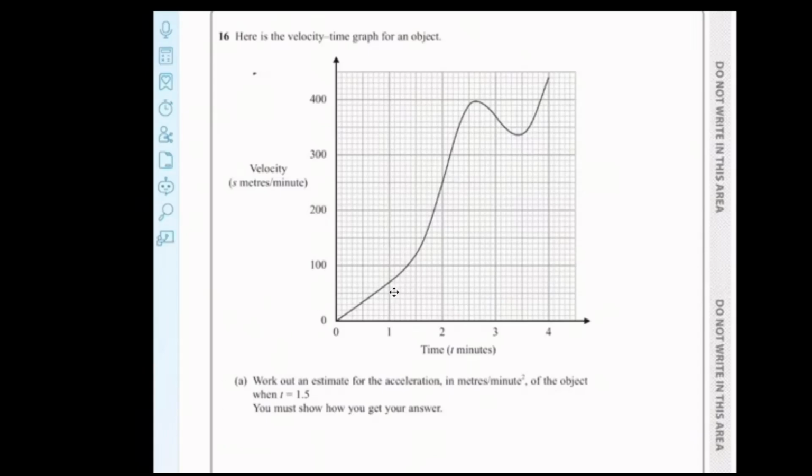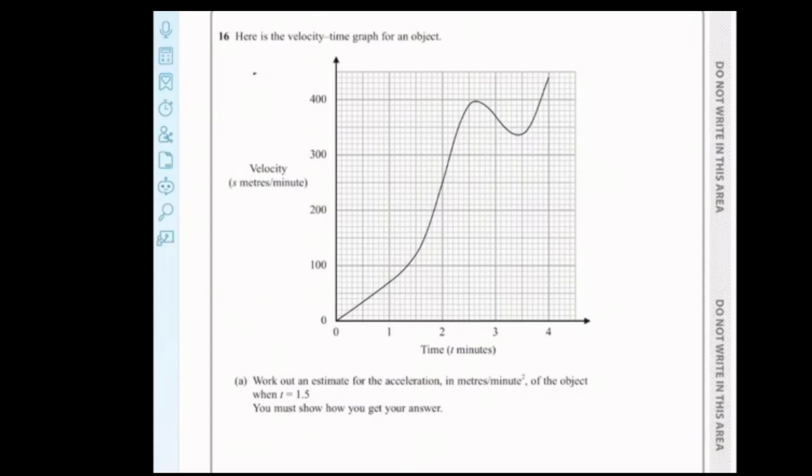There is no simple way to get the gradient of a curve. There is a way, but at this grade there is no possibility to do it. So the only way you can do it is by drawing a tangent. We can get the gradient of the tangent, and that gradient can be equated to the relevant point of the curve. Then you can get the acceleration at that point of the curve. So let's draw a tangent when t equals 1.5.